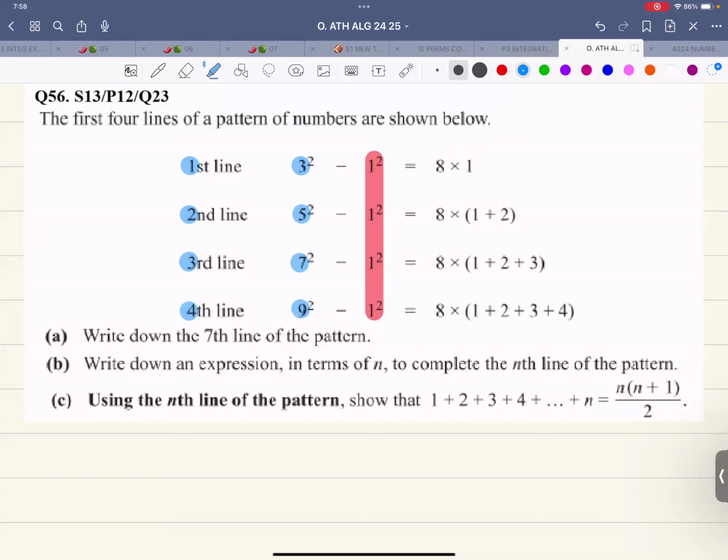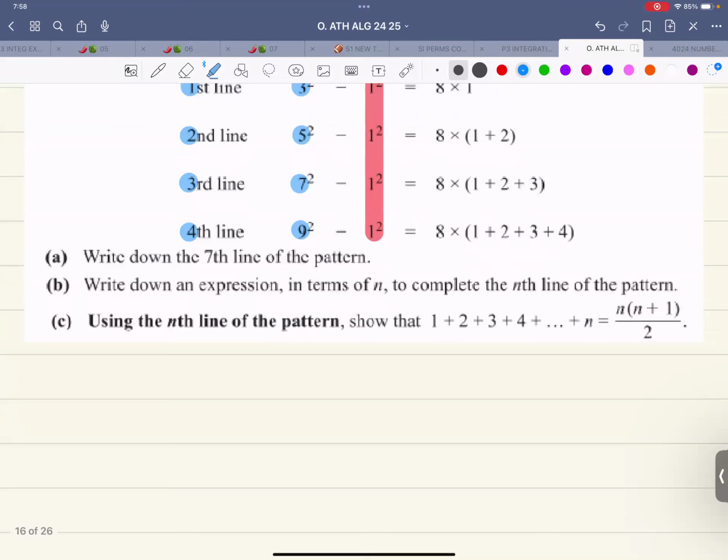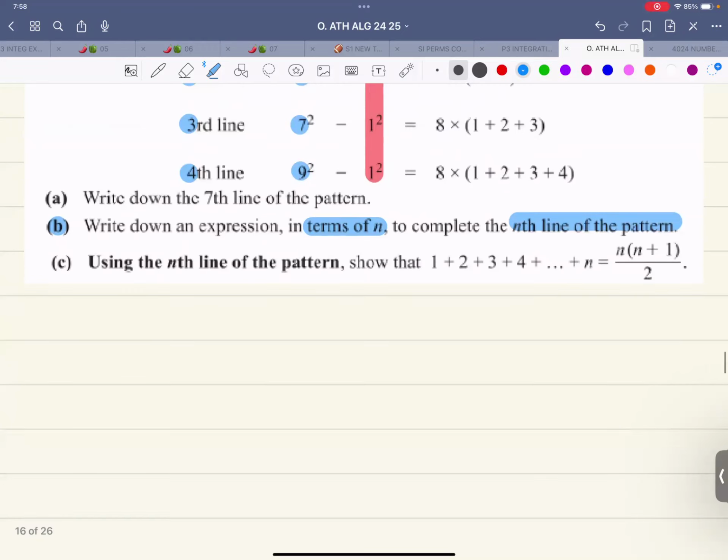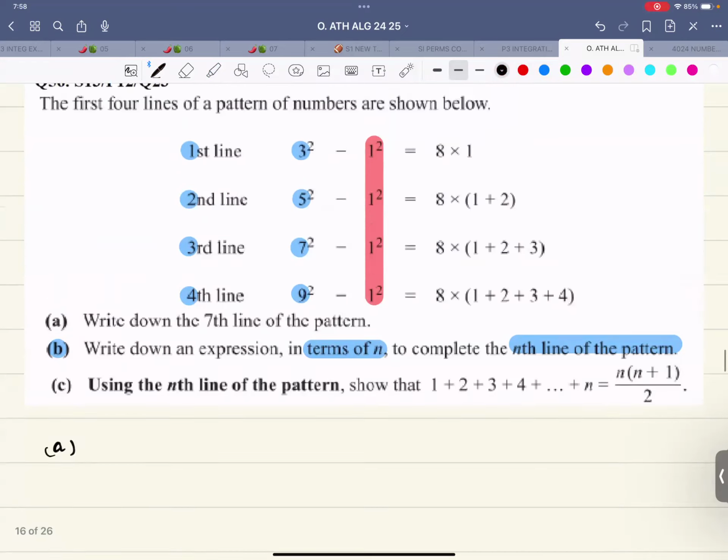So these numbers are actually increasing by 2, so that is an arithmetic progression. First of all, I need to write down an expression in terms of n to complete the nth line of the pattern. For that, I'll be needing this particular pattern. So let me mark over here, part B. And for part A, that is just a pattern.